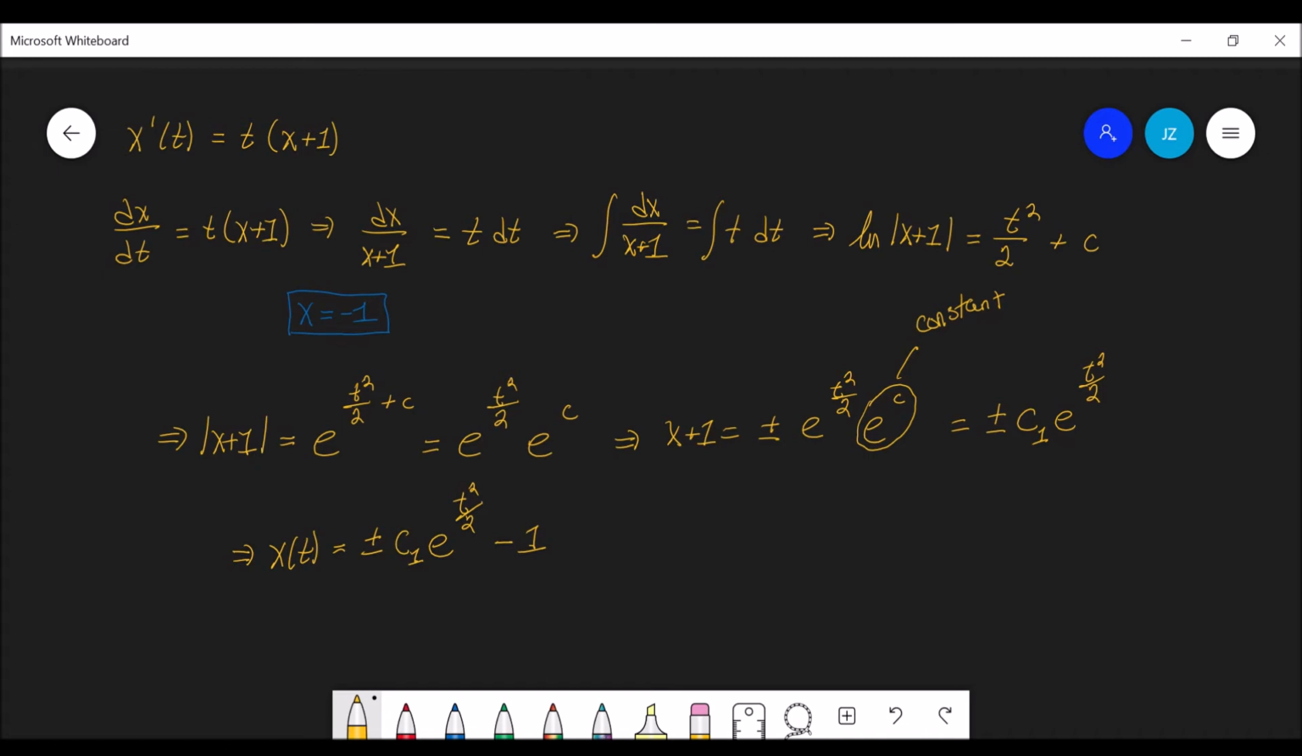Now, can we get x equals negative 1 out of this solution? We can. If c1 is 0, then we get x equals negative 1. Now, this plus or minus is also a constant. So we can write this even simpler as simply x of t is equal to c1 e to the t squared over 2 minus 1. And we have our solution.